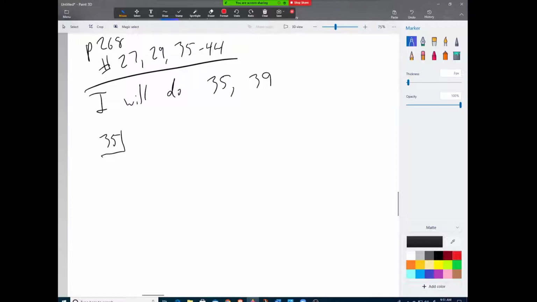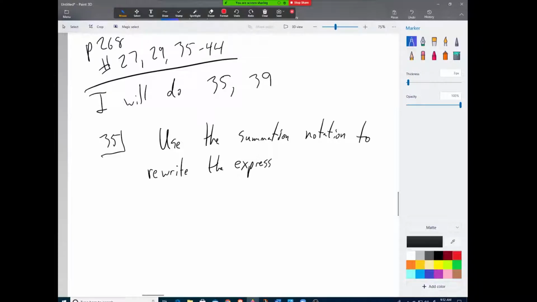Okay, so problem 35 says use the summation notation to rewrite the expressions without sum notation.